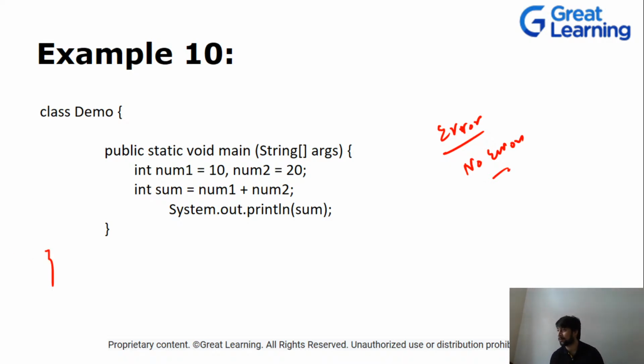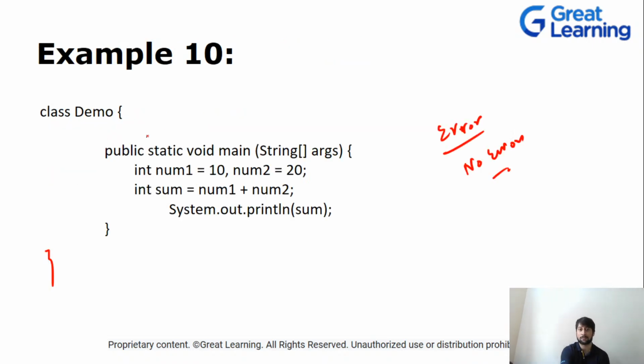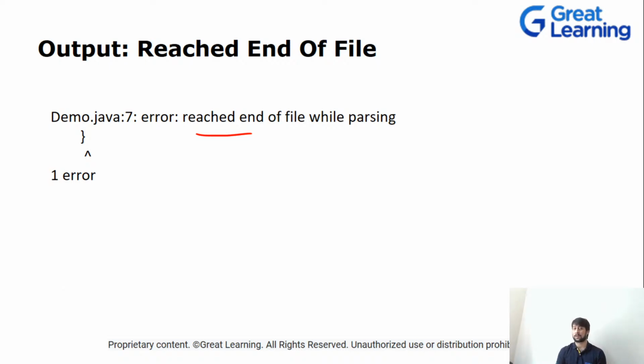But what is the type of error that you will be getting? It will be "reached end of file while parsing". You have been parsing in this particular function, and then there is a parsing error. That means you reached the end of the file while parsing, but you could not find this curly brace. While parsing means while traversing, reading the lines one by one, and at the end you didn't find the curly brace. This is the error that you will be getting.